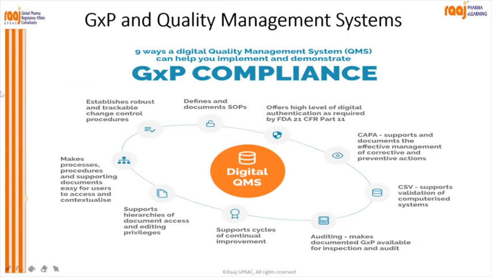Then CAPA, corrective action, preventive action, supports and documents the effective management of corrective and preventive actions. CSV, computer system validation, supports validation of computerized systems. Auditing makes documented GxP available for inspection and audit. Then it supports cycles of continual improvement, supports hierarchies of document access and editing privilege, and makes processes, procedures, and supporting documents easy for users to access and contextualize.